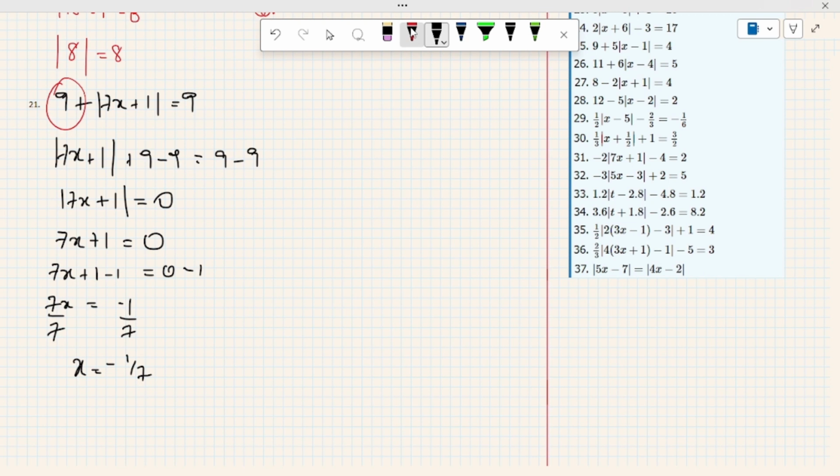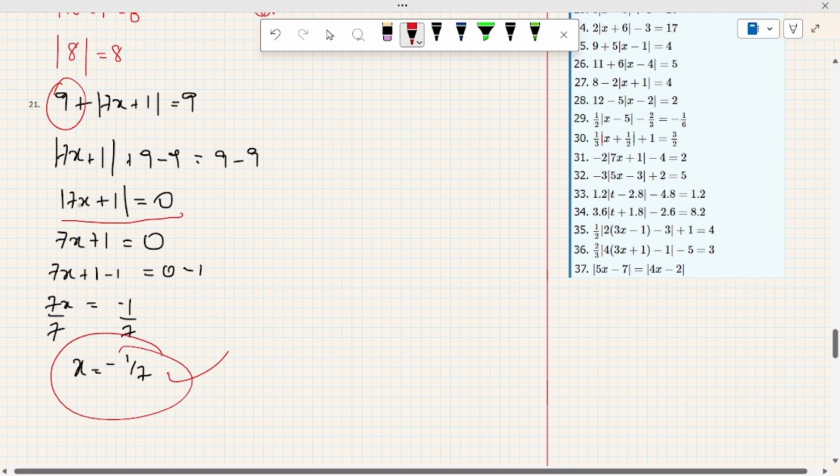I think this is the positive answer, because if we substitute this back into the equation, we're going to get the absolute value of 0, which is 0. This 7 is going to cancel with that 7, and you're left with negative 1 plus 1, which is 0, and the absolute value of 0 is 0. And we're given that our absolute value needs to equal 0 here.